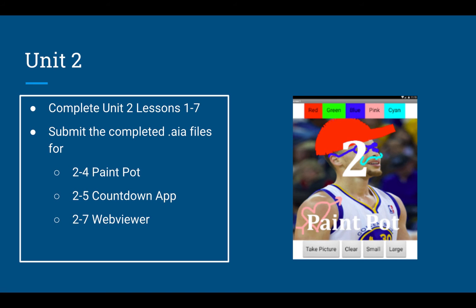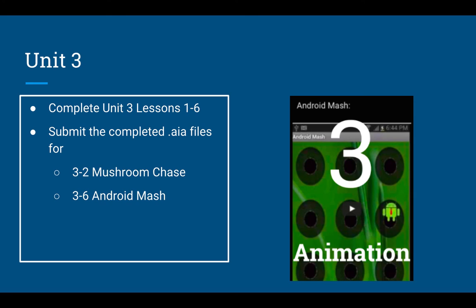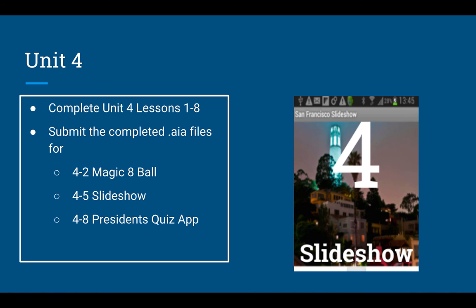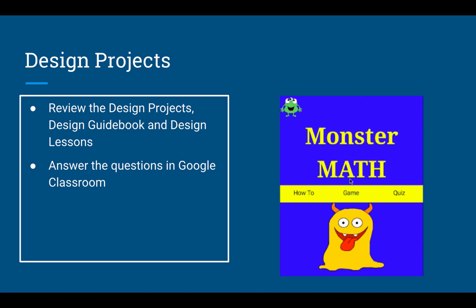Unit 2, there's 3 different apps. There's a PaintPod app, which uses interactive canvas to do painting, a countdown app where you'll be introduced to variables, and a web viewer, which is a useful component within App Inventor. Unit 3 focuses on games and animation, so you'll do 2 games, Mushroom Chase and Android Mash, so 6 lessons. And lastly, Unit 4, which focuses on the concept of lists. You'll do 3 apps, Magic 8 Ball, Slideshow, and the President's Quiz.